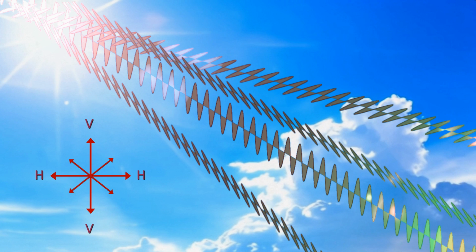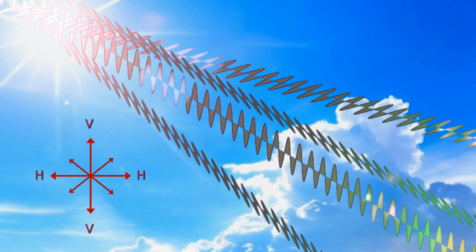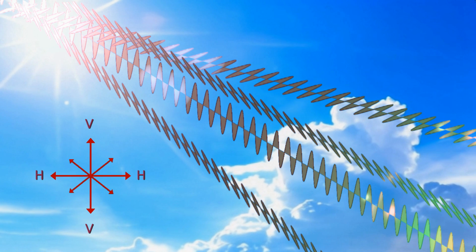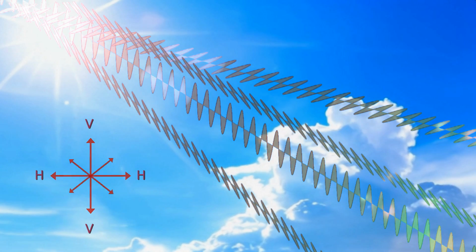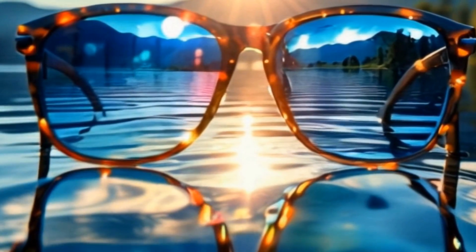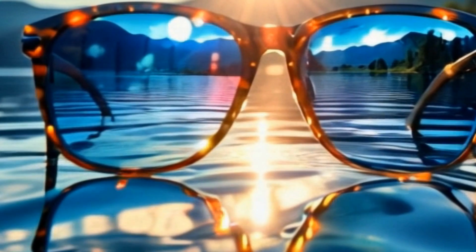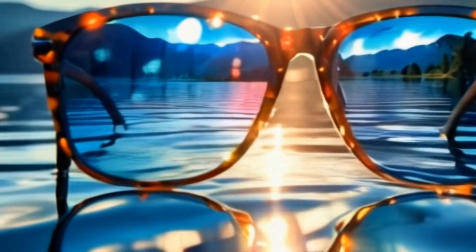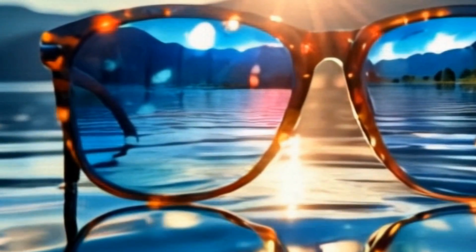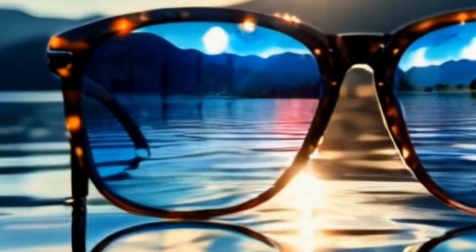When sunlight reflects off surfaces like water or asphalt, it becomes partially polarized, causing glare. Polaroid glasses contain a special filter layer that only lets vertically oriented light pass through. This blocks the horizontally polarized light from reflections, reducing glare.